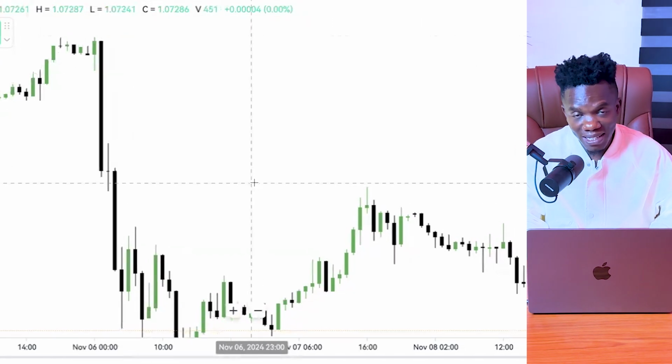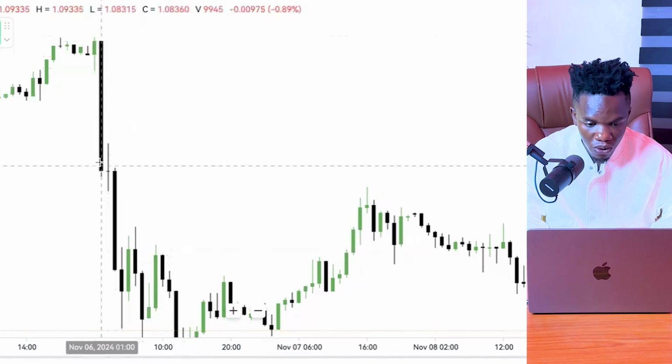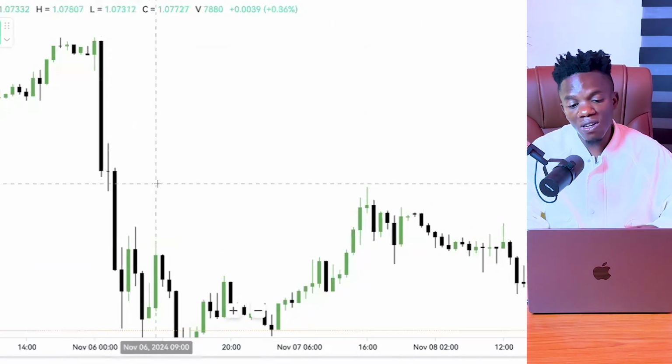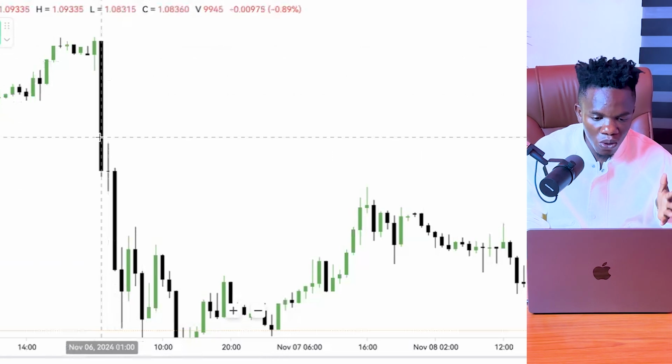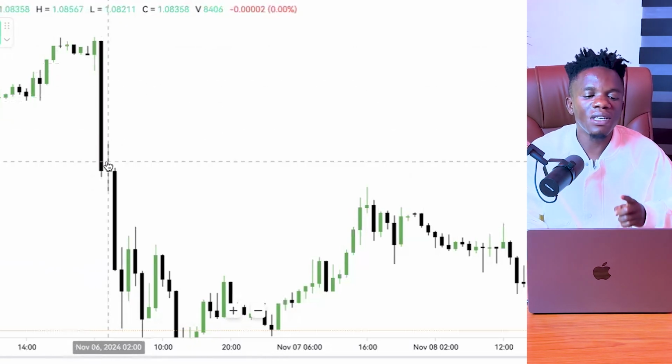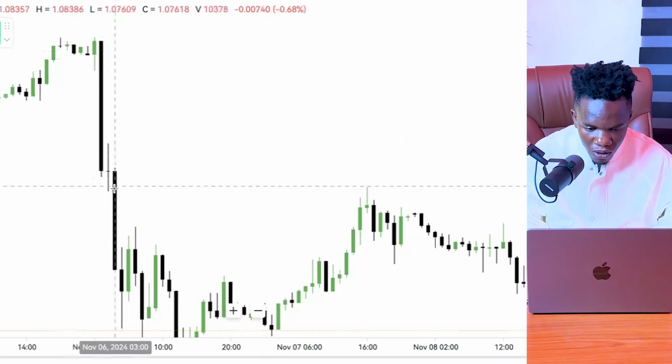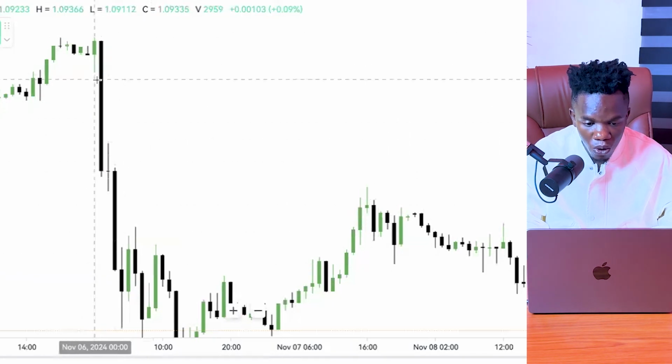Now, one thing about low resistance areas is that it does not necessarily have to be big candles like from here to here. From this place to here is almost 80 pips to 90 pips. It does not necessarily have to be just one big candle. It could just be smaller candles, but the goal is that only one side of the market is in control. For example, all here are bearish candles, bearish candles, bearish candles. This is what we call low resistance areas.